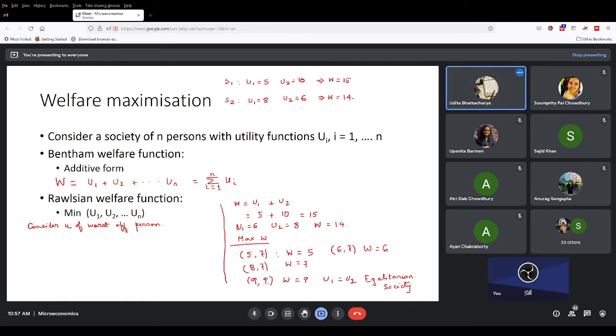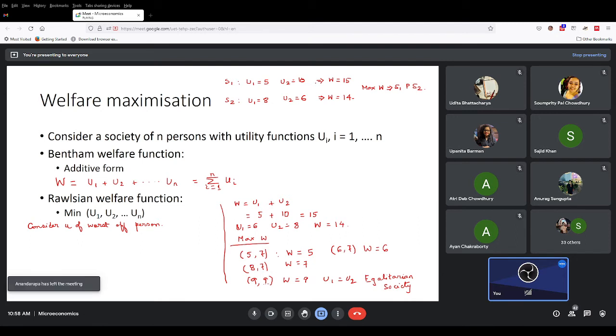So because it's more equitable. No, but we are trying to maximize social welfare. What is our objective? Maximize W. So then it's state 1. So maximize W implies that S1 is preferred to S2. But as you have said, there is a problem with S1.